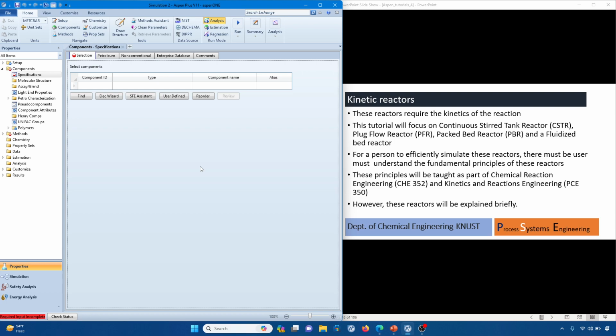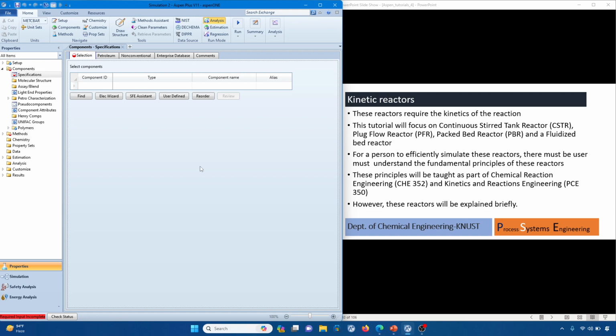Welcome to this session on kinetic reactors. Kinetic reactors in Aspen Plus are the reactors that require the kinetics for the reaction. Having the kinetics in the reactor adds an additional limiting term. So now it's not just the equilibrium limitations. The equilibrium limitations might be there, but the kinetics talks about the rate of the reaction.